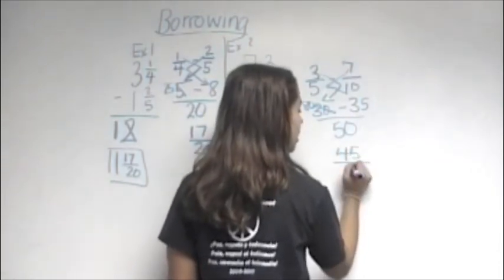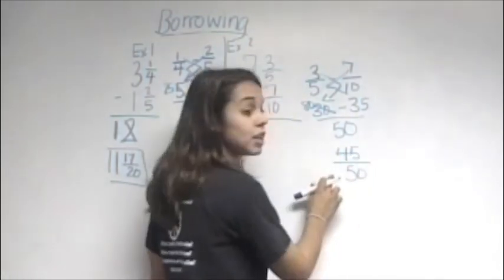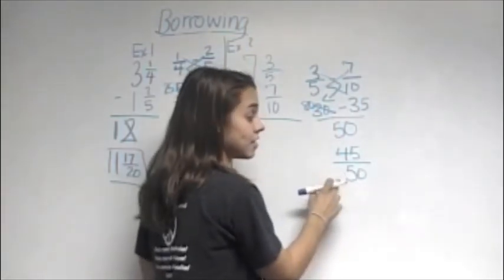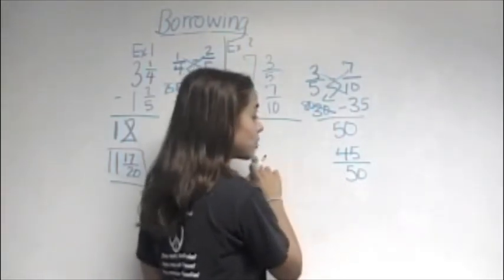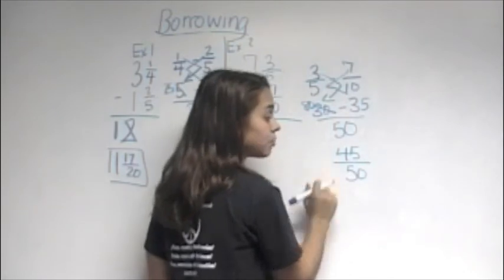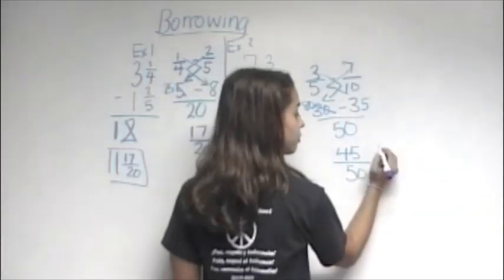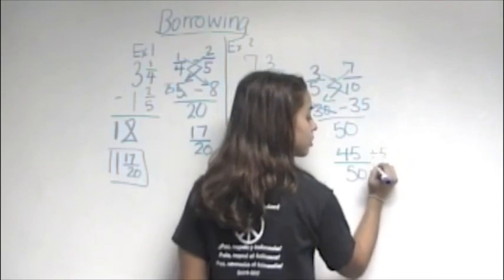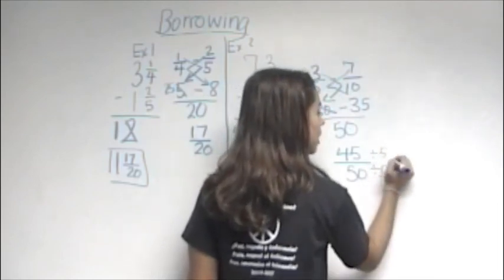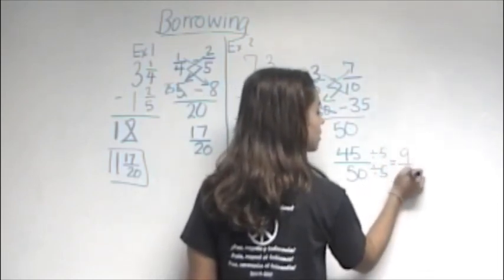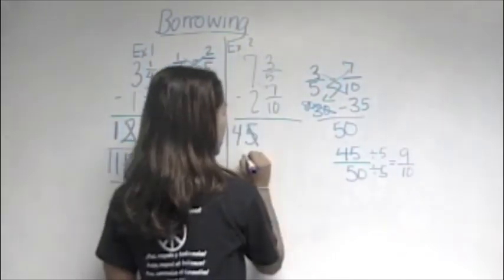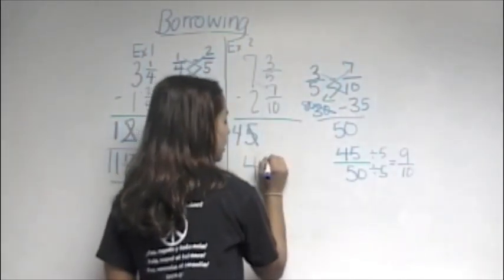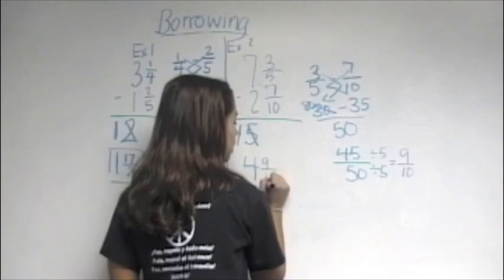We put it over a denominator. Now, what we need to remember is to simplify. This is not in lowest terms. So before we bring it back over here, we're going to put it in lowest terms. 45 over 50 becomes, we divide by 5 to both sides. It becomes 9/10. And then we bring it back over here and we get 4 and 9/10.